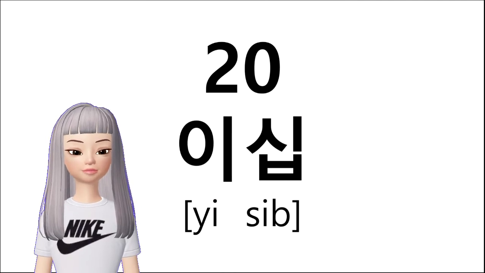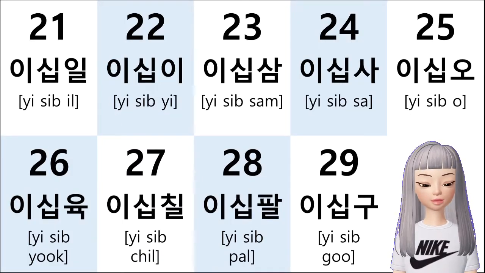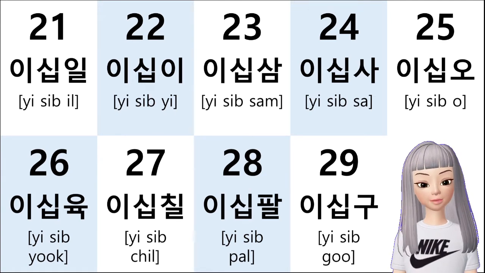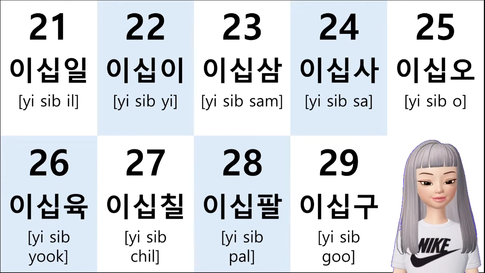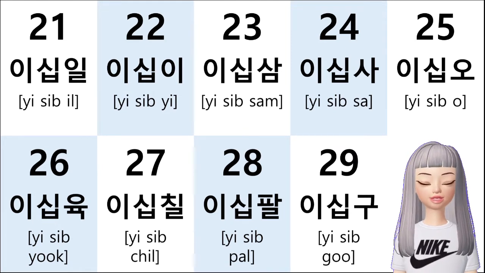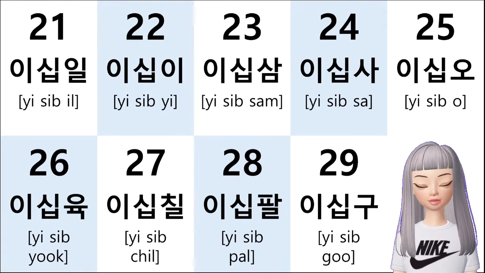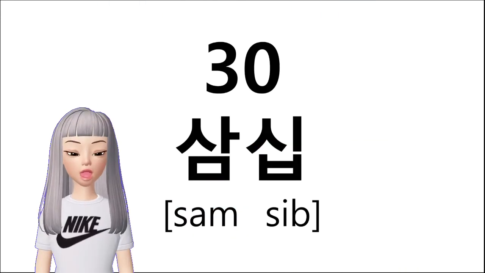20 is made of two tens. Then the same logic goes on for 21, 22, 23, 24, 25, 26, 27, 28, 29. 30 again is made of three tens.